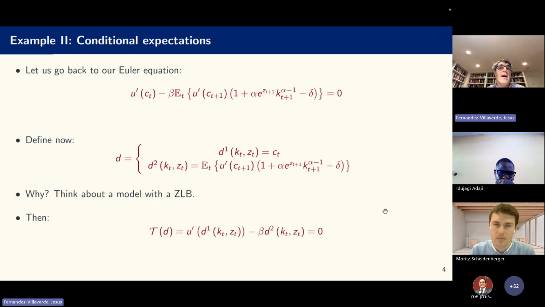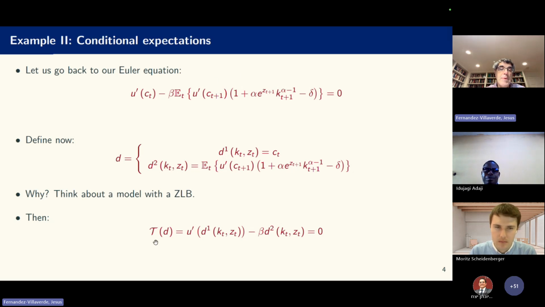Well, but sometimes you don't care about a decision rule. Sometimes what you are looking for is a conditional expectation. And we go back to the same Euler equation that I had before, and now d is going to be, in one dimension, consumption, and in the other dimension, this conditional expectation on the Euler equation.